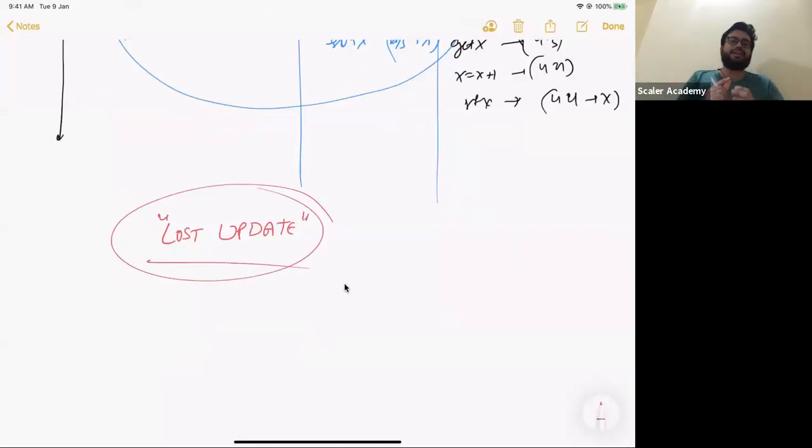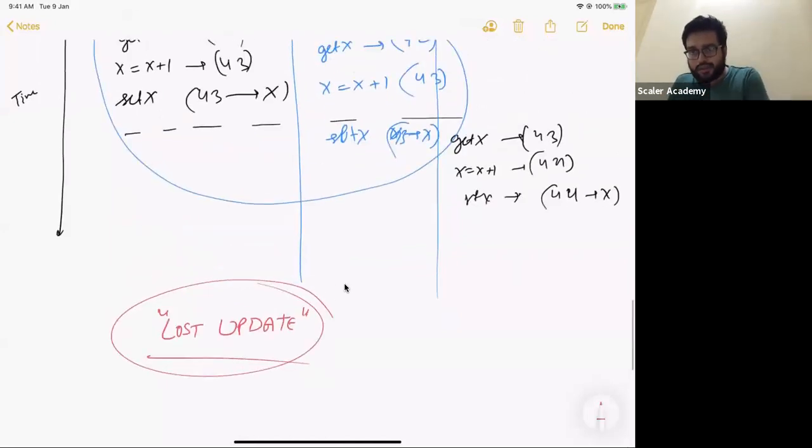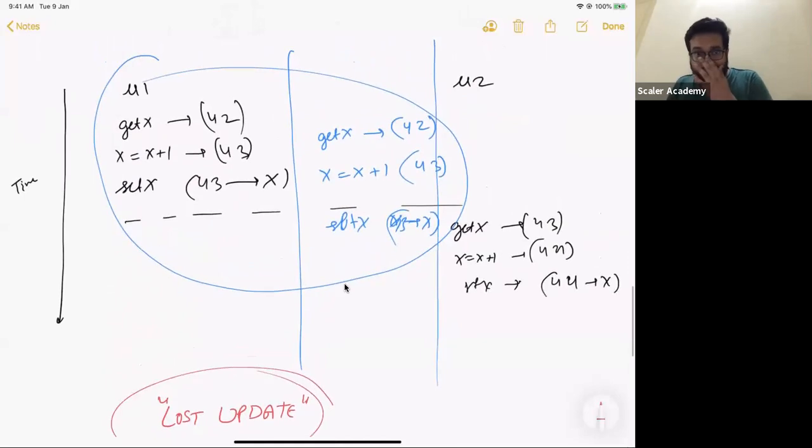Now, let me ask you one thing. Do you think this problem would occur if the DB was a single threaded DB? Let's say my box is a single threaded box. Do you think this problem will occur? This problem will not occur, right? Because at any given point in time, there is only one clock cycle being done at the DB level. If it was one single threaded box, nothing of this sort will happen.